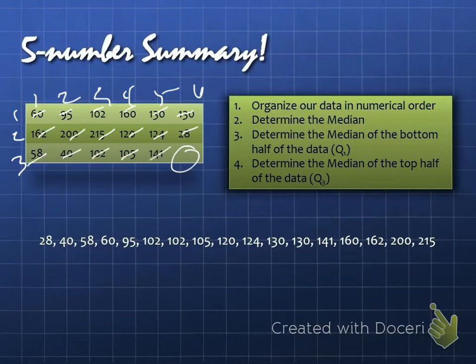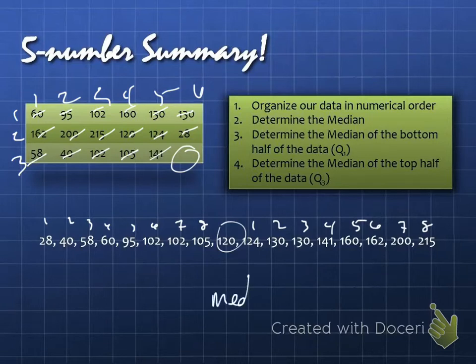So 17 means that we're going to have a median value where 8 of our values are less than that and 8 of our values are higher than that. So just count to 8. 1, 2, 3, 4, 5, 6, 7, 8 from each side. That means this is our median. Or you can mark them off on both ends until you get to the center, right? So our median is 120.